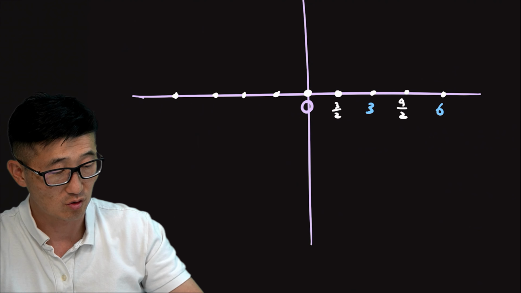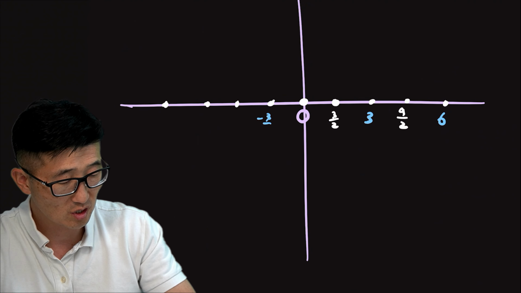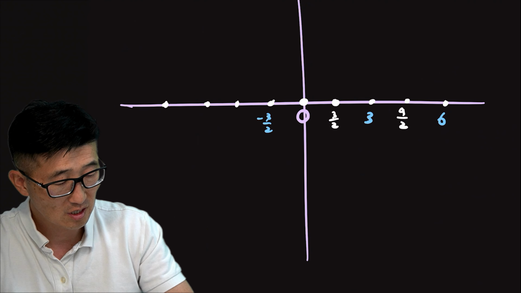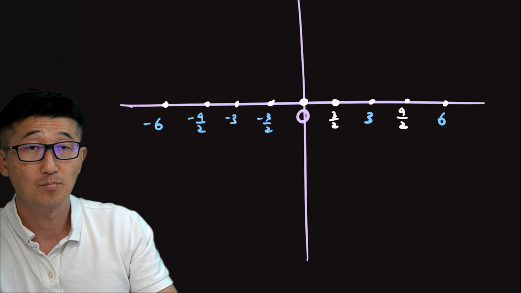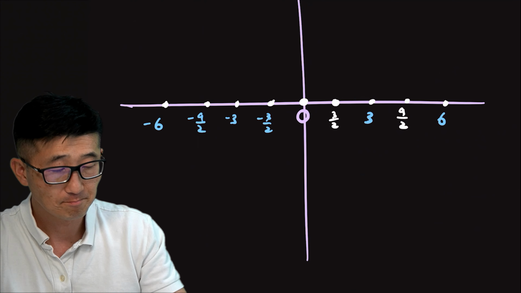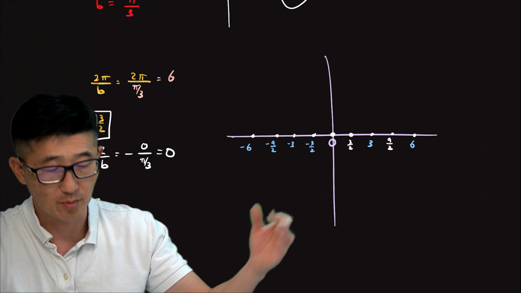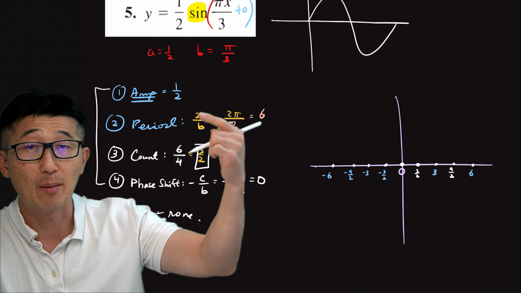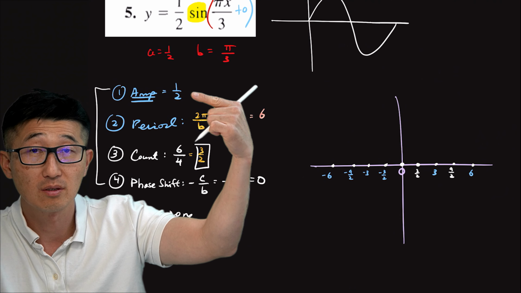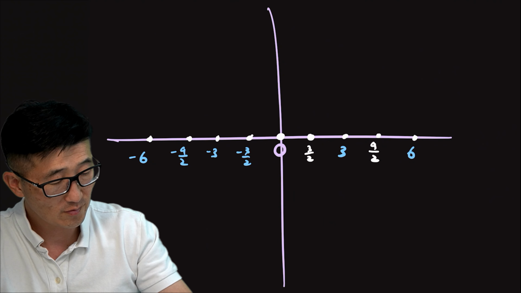Subtract negative 3 over 2. So negative 3 over 2 here, and negative 3, negative 9 over 2, negative what? Negative 6, sorry. Okay, we got all those numbers down, and that's like the hardest part. And what's your amplitude? Your amplitude is what? 1/2. 1/2. So on the graph, plot 1/2.